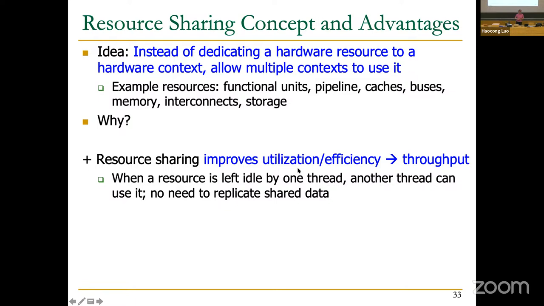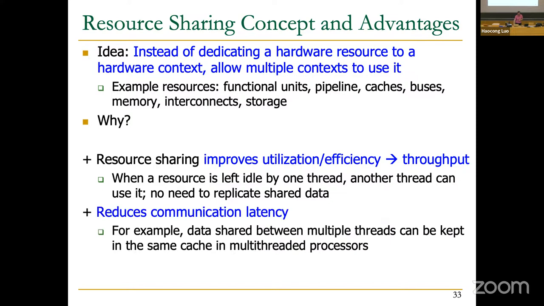And also, there's no need to replicate the shared data, which we also discussed, and which we're going to discuss when we talk about cache coherence as well. But there are other benefits, one of which is that it reduces communication latency. Data shared between multiple threads can be kept in the same cache in multi-threaded processors, for example. If you have a shared cache, you don't need to go to some other cache to get the data that's shared with someone else. As we will see in cache coherence, you may need to do that, actually. It's in a shared location. Everybody accesses that from that shared location. It could be in the L2 cache, but you could also think about this in the L1 cache, right? In the L1 cache, you have multiple threads sharing a cache block, and they can access it quickly from the L1 cache.